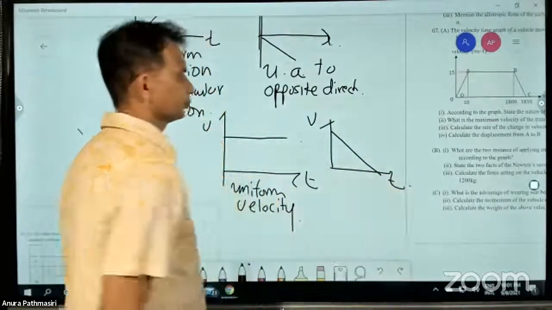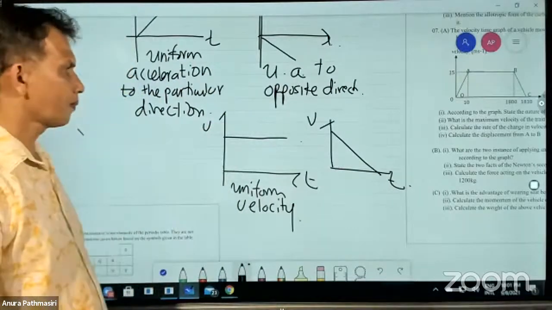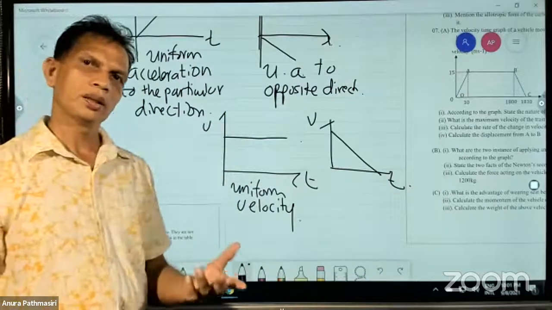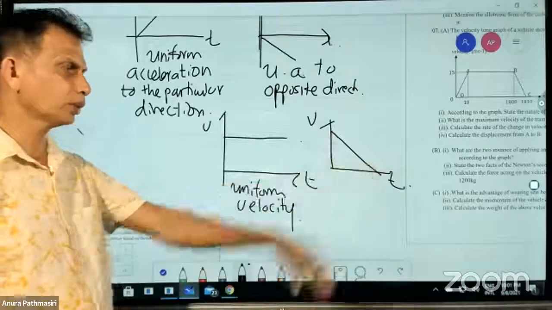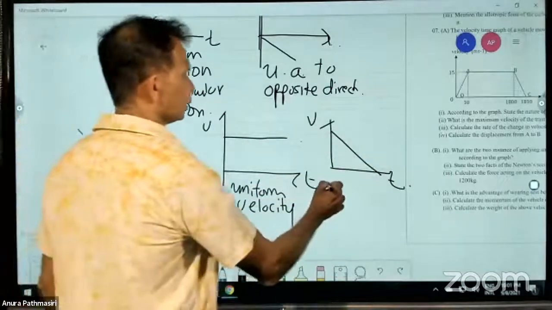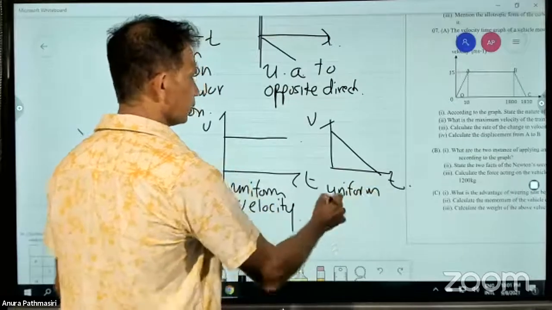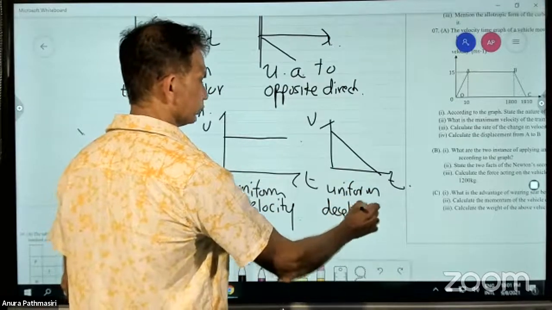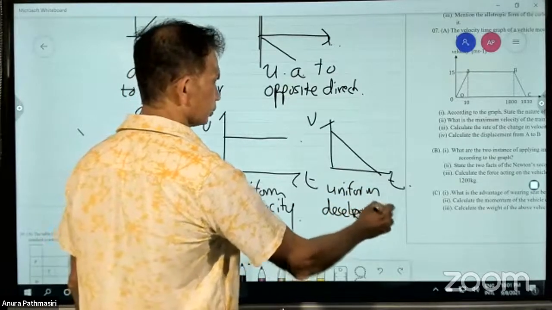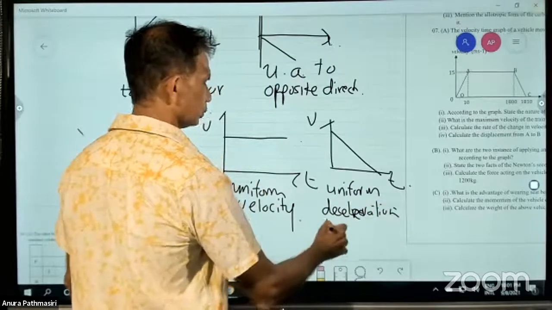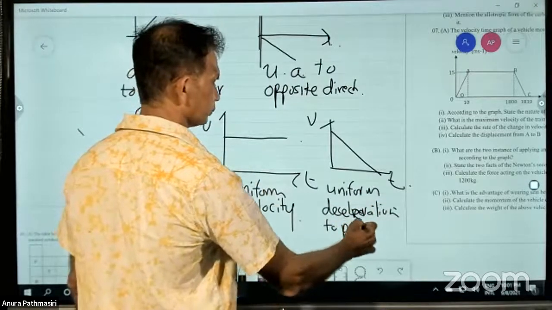VT graph. Uniform deceleration to the particular direction.